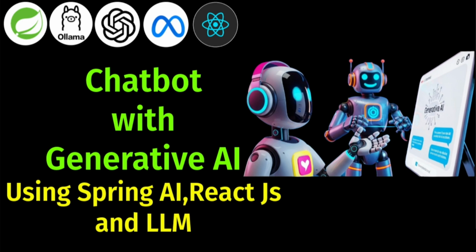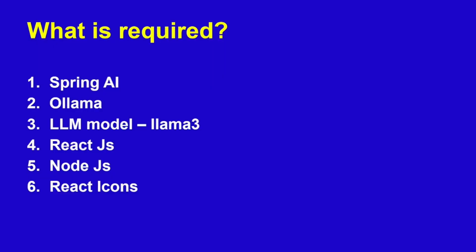So that's a simple way we are going to build a generative AI application with a chatbot interface for testing purposes, and we are going to use the technologies Spring AI, React.js, and a model. We are going to use the LLaMA model. So let's get started. Before building, what are the things we need in detail?